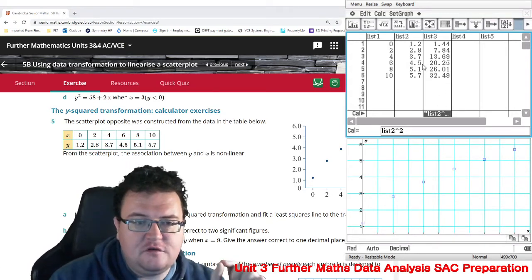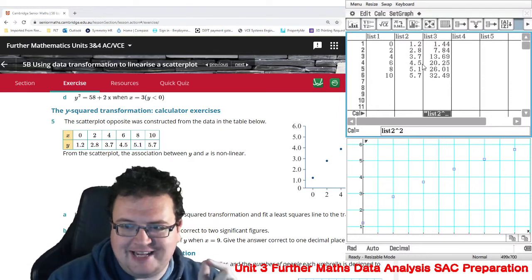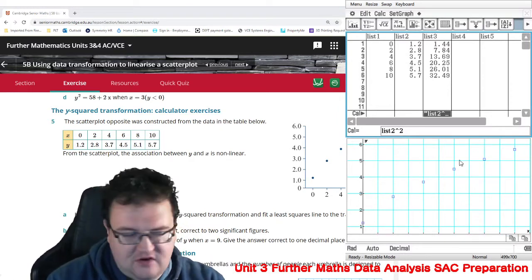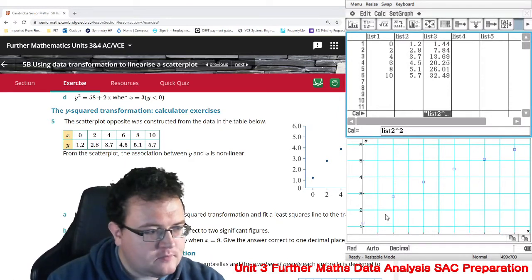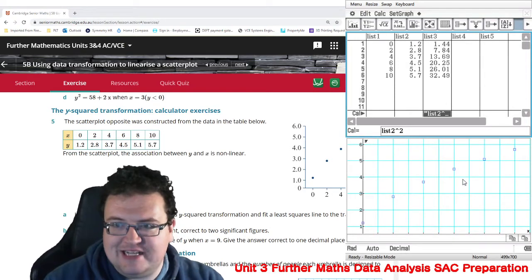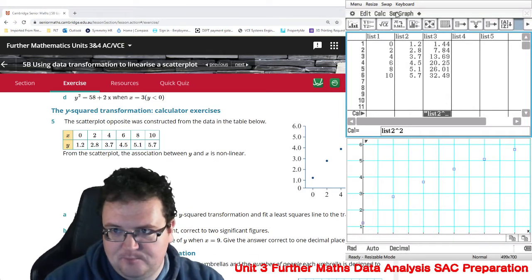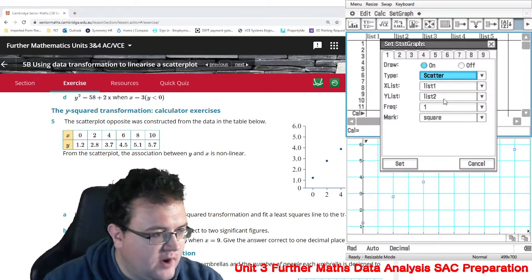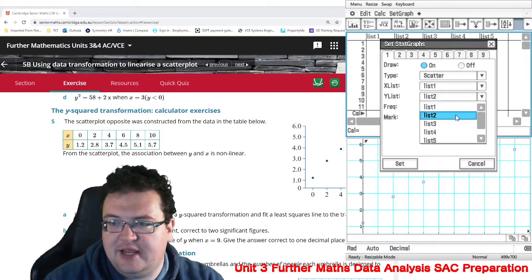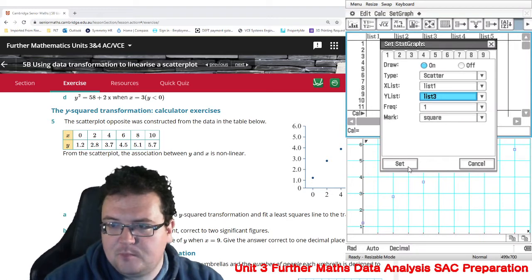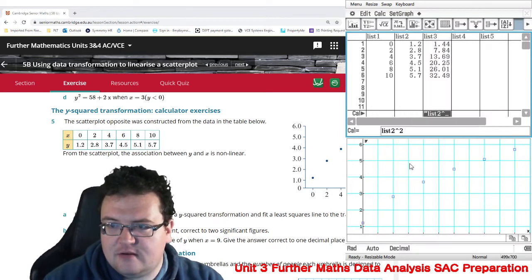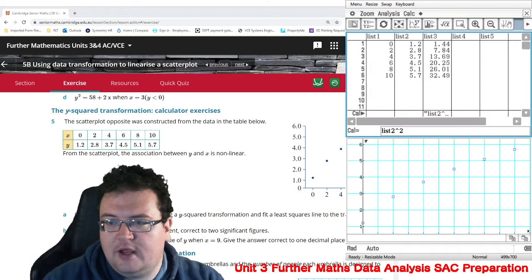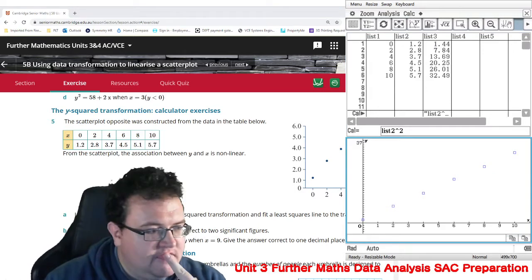Instead of doing list 1 and list 2 like this graph is currently set up to be, we're going to go list 1 and list 3. So X list is still going to be list 1. Our Y list is going to be list 3 instead. We're going to hit set, we're going to graph it, and this is what happens.